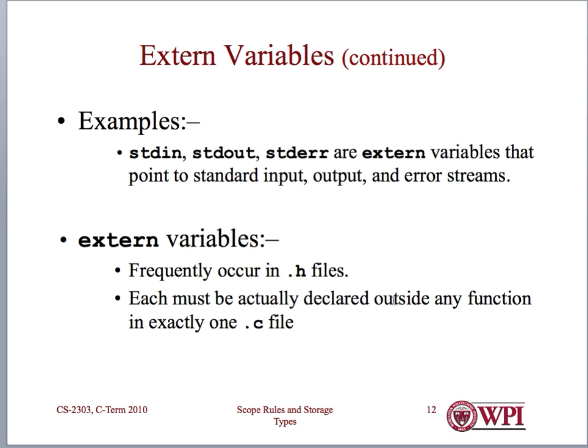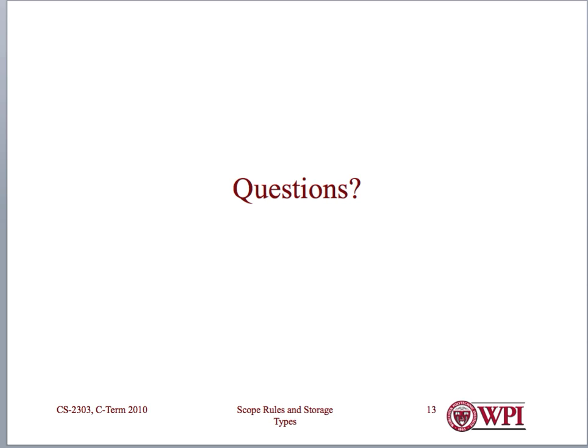So a lot of things are externed so that we can use them across multiple files. In the standard I/O header files and such, there's a bunch of variables that are externed to point to the different standard error streams. A lot of times you see these externs included in .h files. Remember that anytime you have an extern, though, it has to actually be declared outside a function in one of the C files in order to be able to extern it in other files. So that's an important piece of notation.